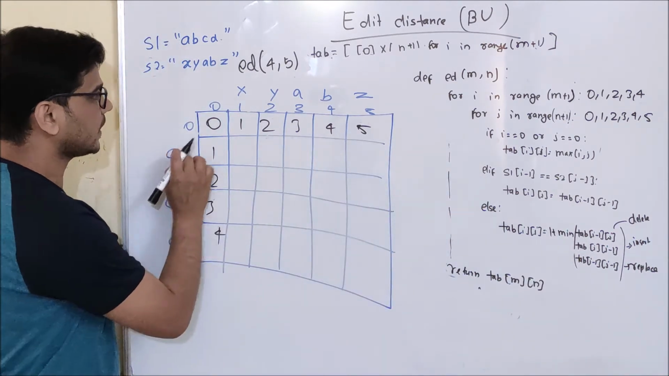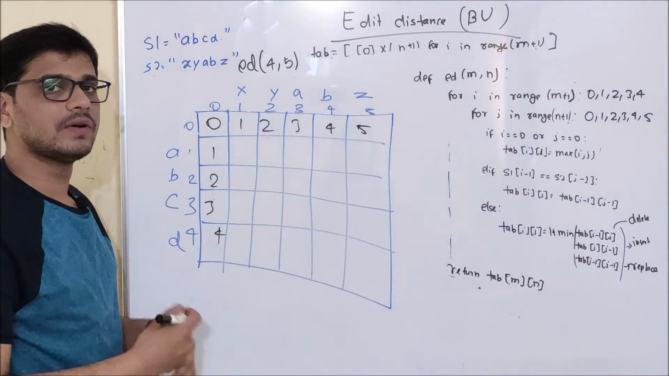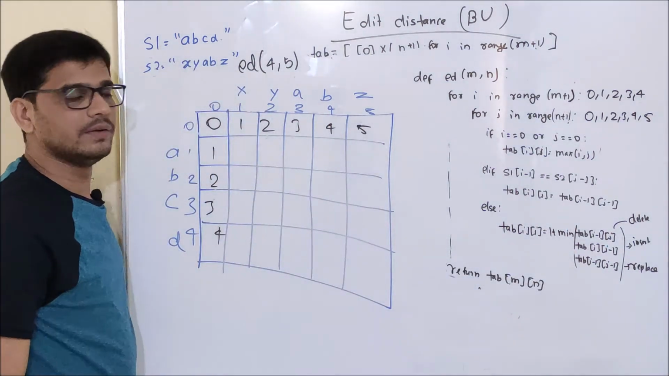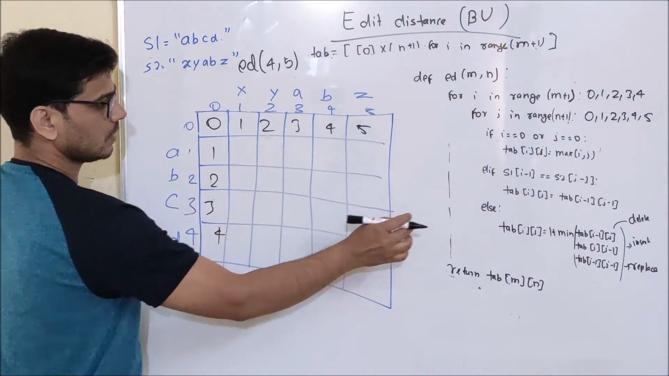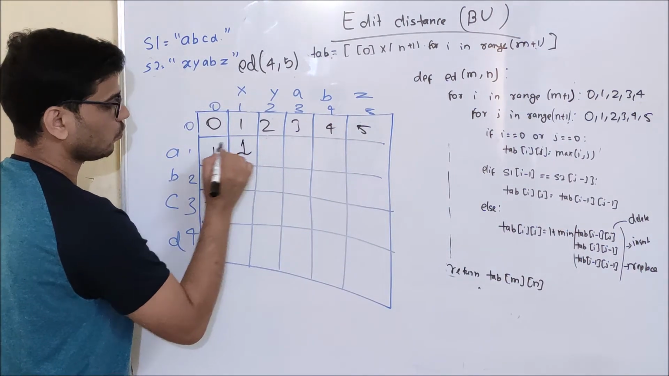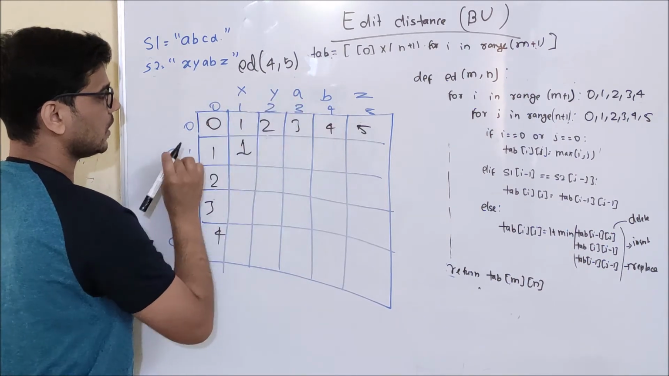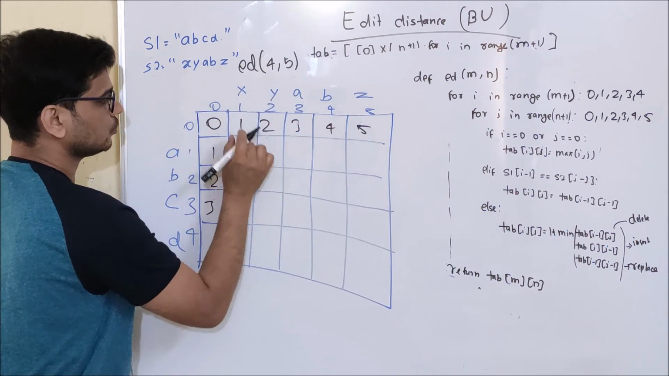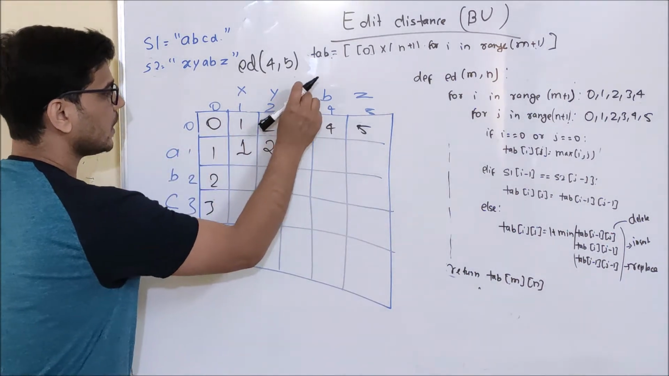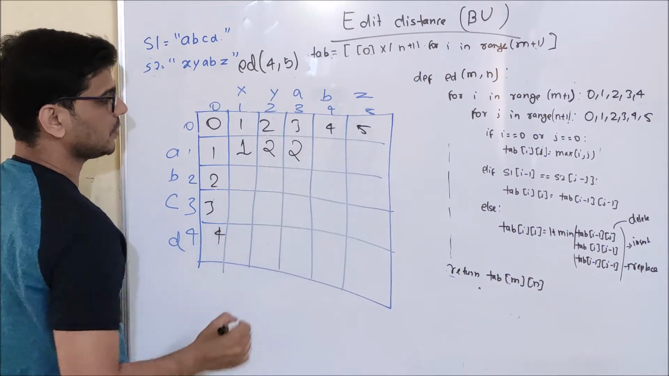So as you can see here, the characters are not matching. So control will come here, and in tab of ij, one of these plus one will be updated. And what one? Minimum. So minimum is 0. 1 plus 0 is equal to 1. Now here a and y are not matching, so minimum plus 1. Okay, here a and a, so diagonal value. So 2 will be updated here.